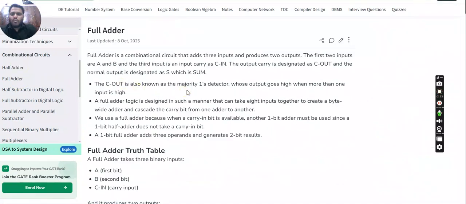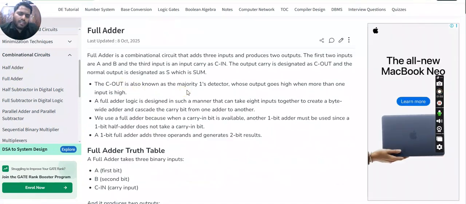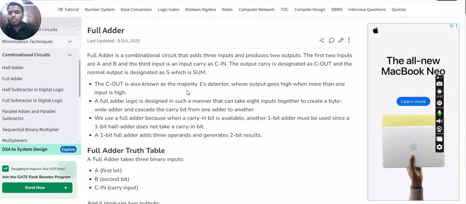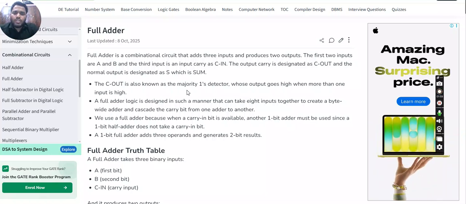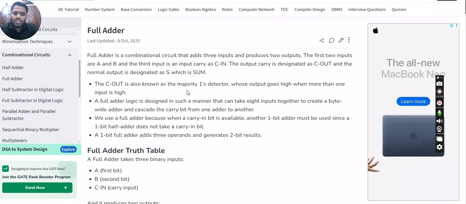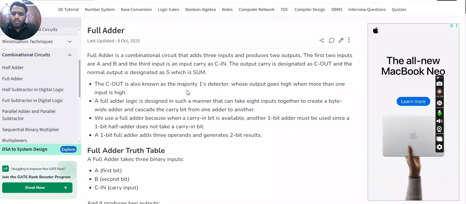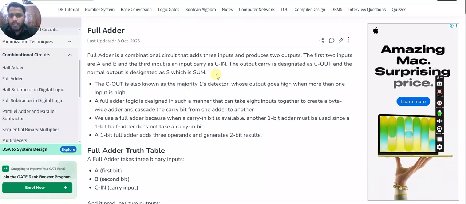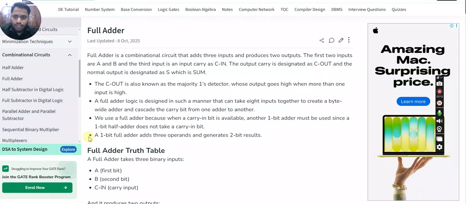Now the full adder. What is a full adder? It is a combination that adds 3 inputs and produces 2 outputs. With 3 inputs, 2 to the power of 3, we have 8 different combinations. The first inputs are A and B, and the third input is a carry, which is C in. The main output is the sum and the secondary output is C out.